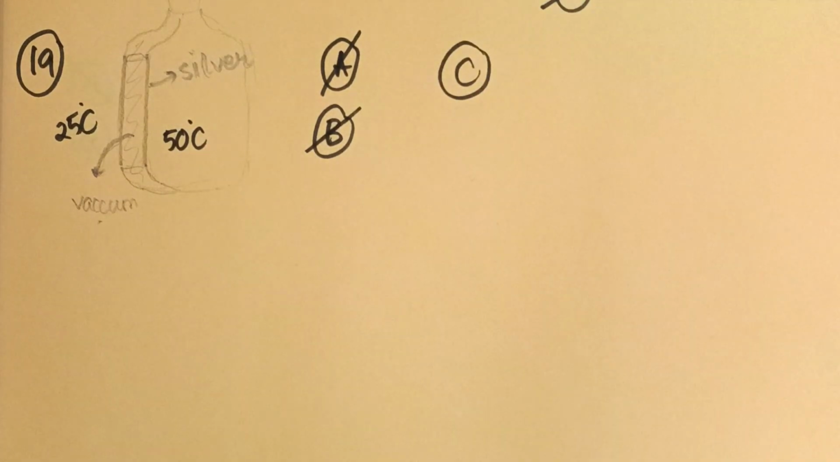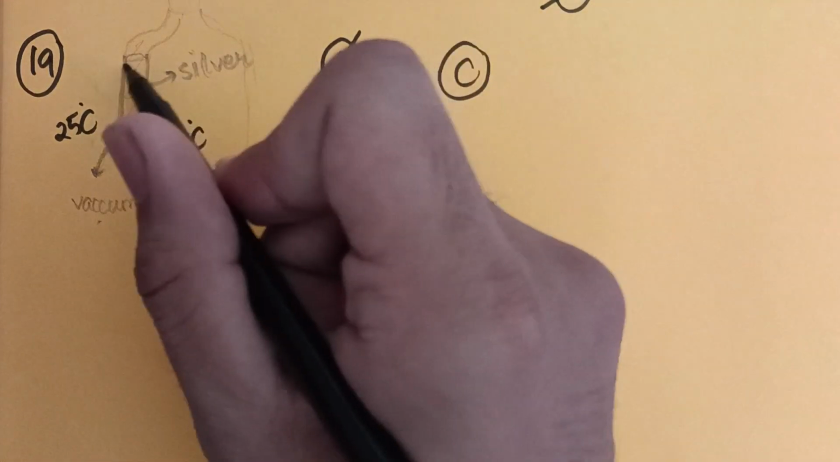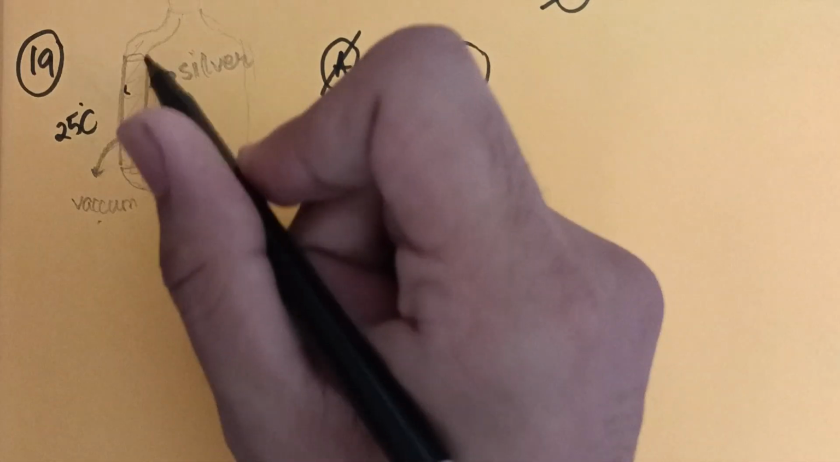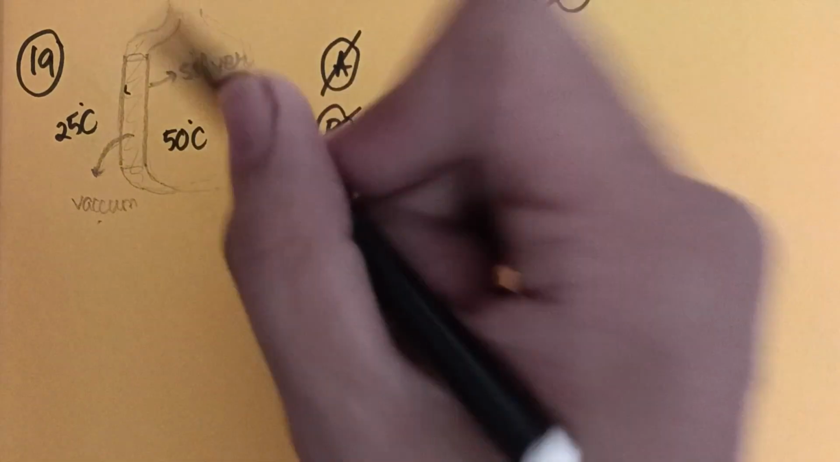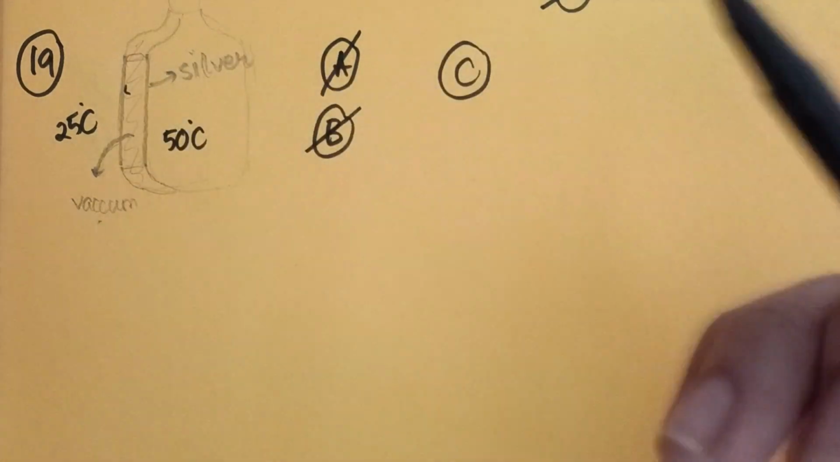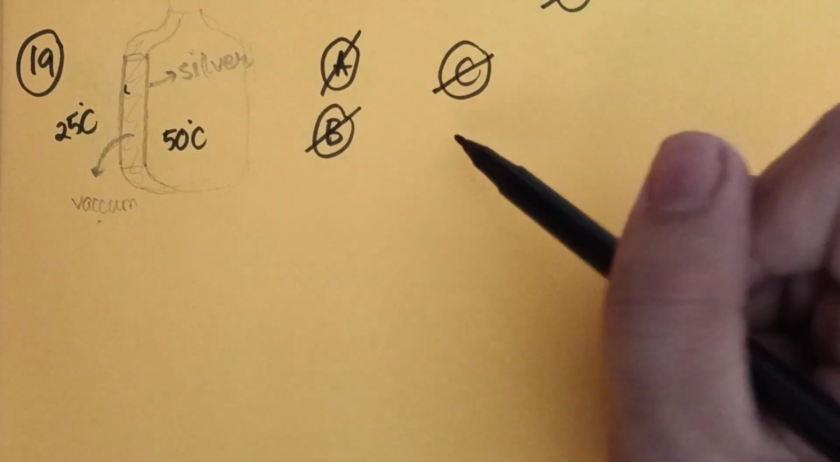C says to reduce the energy lost due to surrounding by conduction. This is a promising option, but it is talking about conduction. Conduction only happens through solids, and we have vacuum over here. So there is no way heat is lost due to conduction because we have vacuum. Conduction cannot happen through vacuum. So this is again wrong.